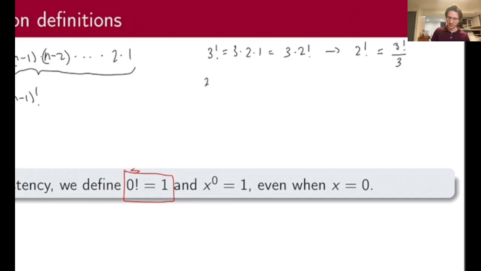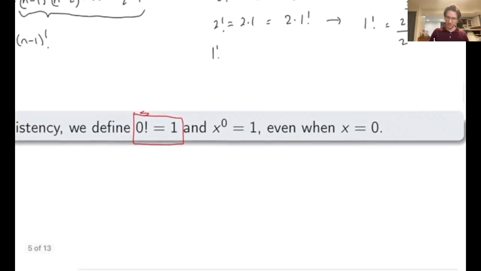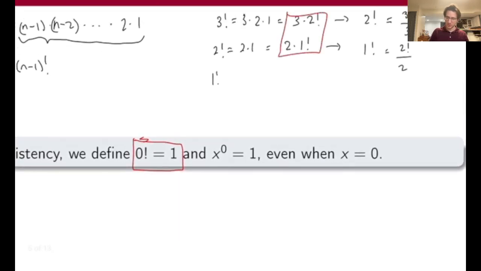I can do the same thing with 2 factorial. That's 2 times 1, but that's the same thing as 2 times 1 factorial. And so that tells me 1 factorial is the same thing as 2 factorial divided by 2. And so if I want to define 0 factorial, well, notice 1 factorial is keeping with what's happening here. I could say that that's 1 times 0 factorial to be consistent with what's above. And that tells me that 0 factorial, if I want to be consistent with how we've been defining things, should be 1 factorial over 1, which is 1.